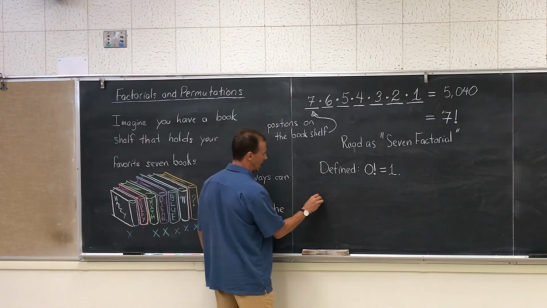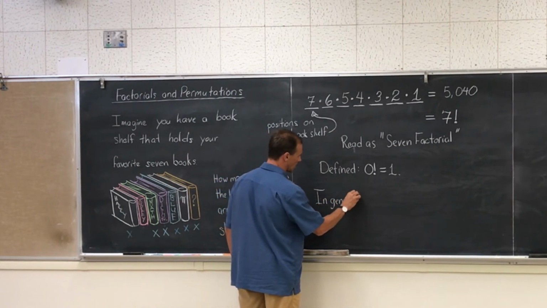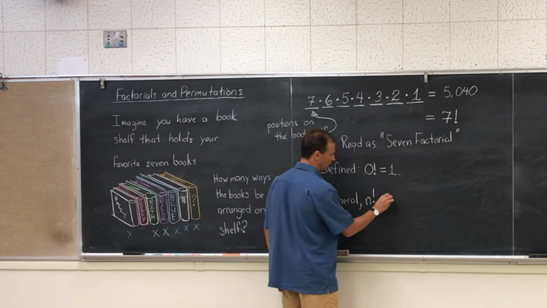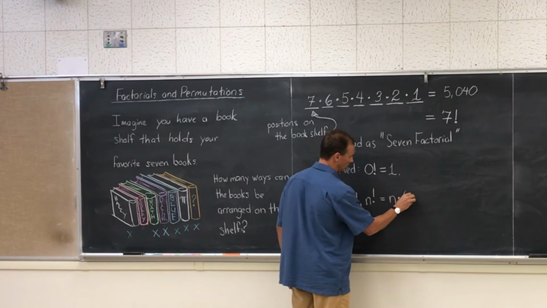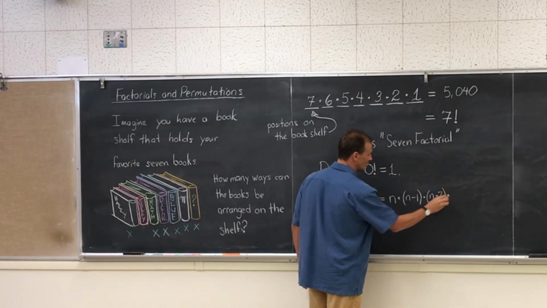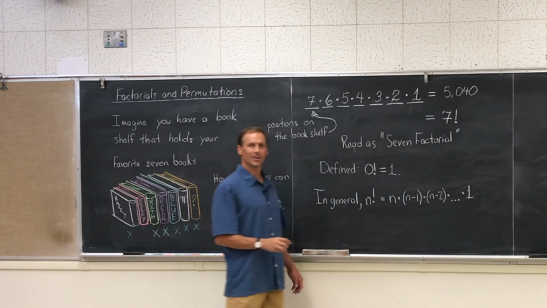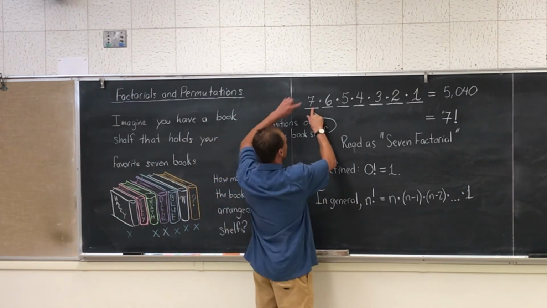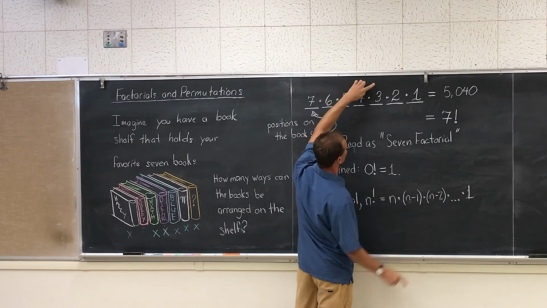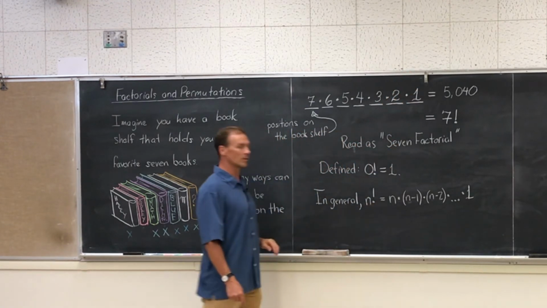And in general, we say that n factorial is equal to the first number n times n minus 1 times n minus 2 times, and you just keep going all the way down, subtracting 1 until you get to only 1. And that's it. That's n factorial. And you can see when n was 7, the 6 is 7 minus 1, 7 minus 2, then there'd be 7 minus 3, 7 minus 4, 7 minus 5, 7 minus 6, which is 1, and you're done. Okay, that's the factorial.